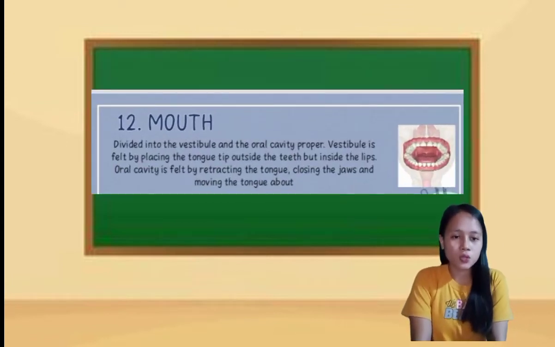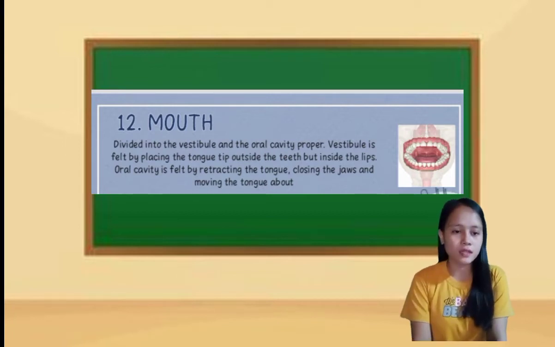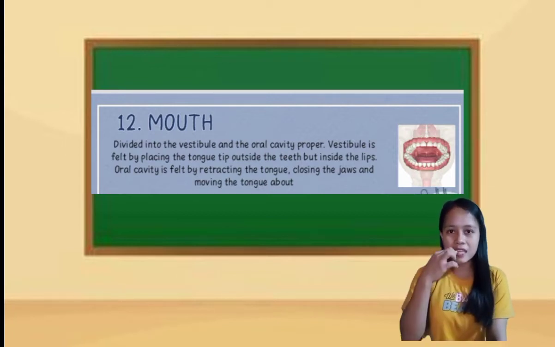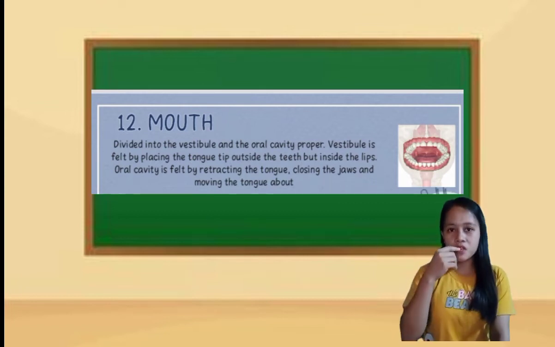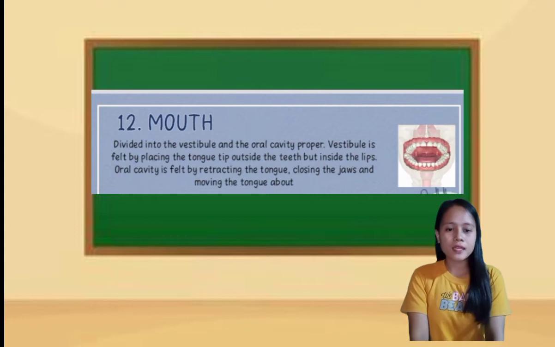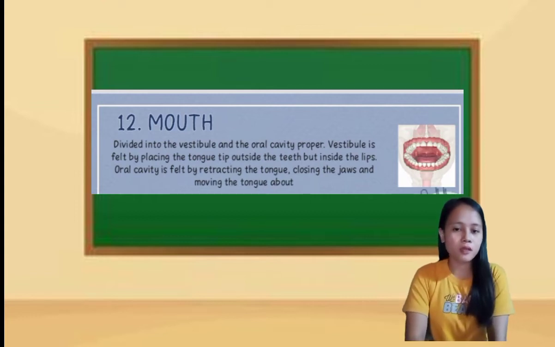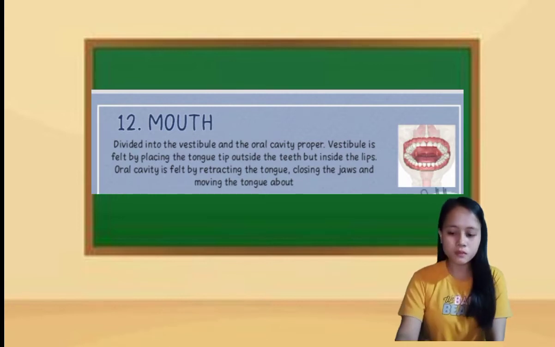Mouth is divided into the vestibule and the oral cavity proper. The vestibule is filled by placing the tongue tip outside the teeth but inside the lips. It is like it is under the lips but outside the teeth. And then the oral cavity is filled by retracting the tongue, closing the jaw, and moving the tongue about. So the jaw is just closed.